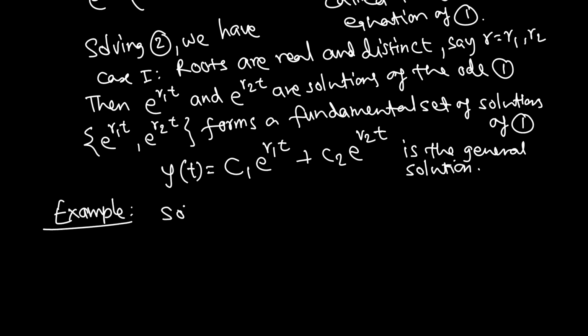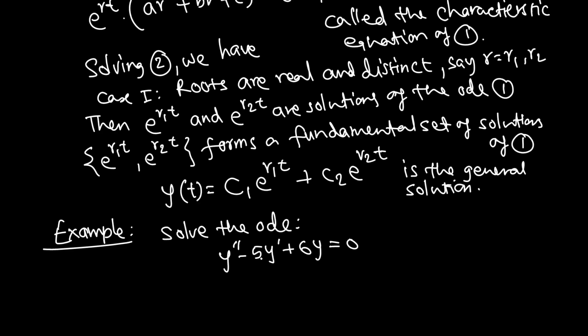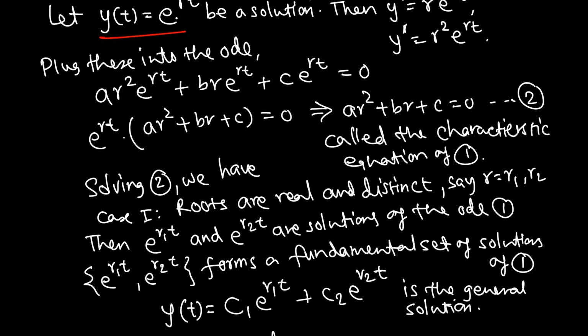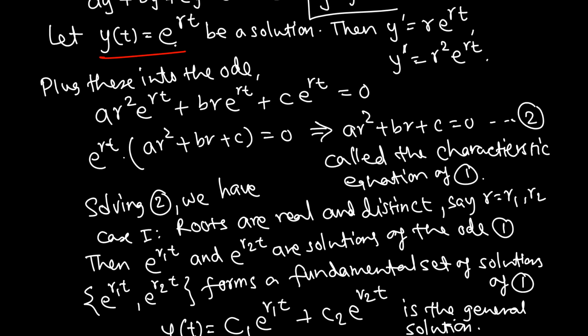The question is: solve the ODE y double prime minus 5y prime plus 6y equals 0. Okay, so we don't have to start from e raised to rt. We can if you like, but I want to start by writing the characteristic equation here.